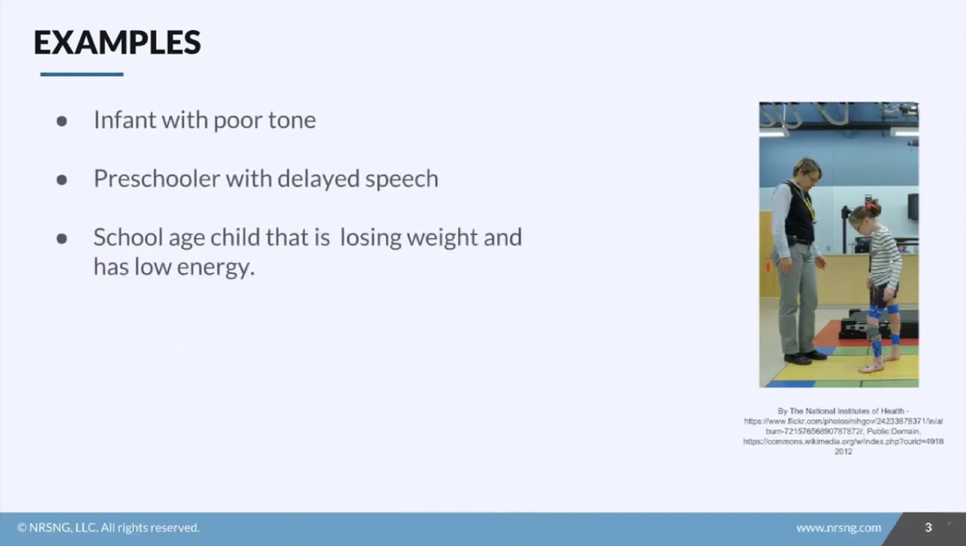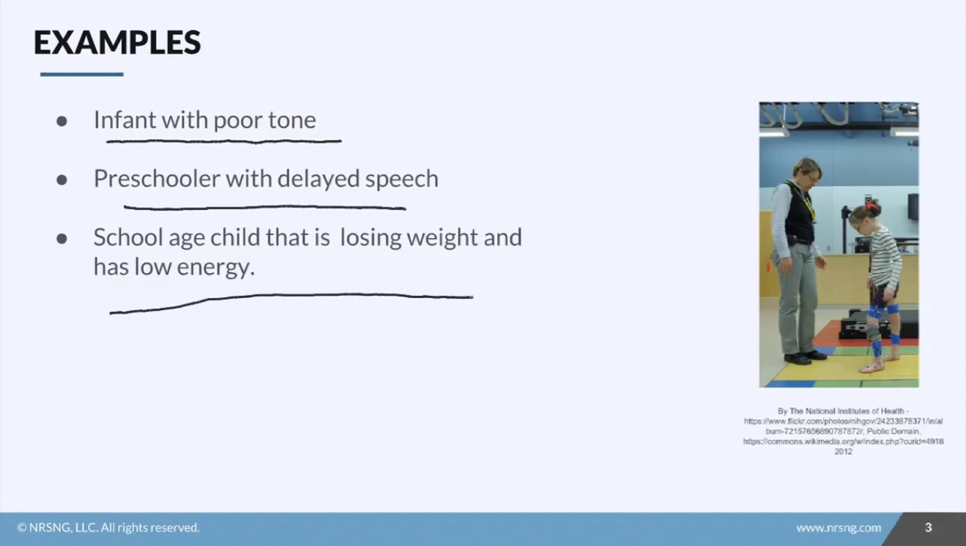Okay, so these three examples you see here represent some of the really common ways that delays or problems can present. You could have an infant, a 3-month-old maybe, that isn't developing head control like we would expect them to, so they've got poor tone. Or you could have a toddler or a preschooler whose speech isn't developing like we would expect, and maybe this is affecting the way they're playing with those around them. You could have a school-age kid that's losing weight and has low energy. All of these represent different ways that kids can have delays in their growth and development.